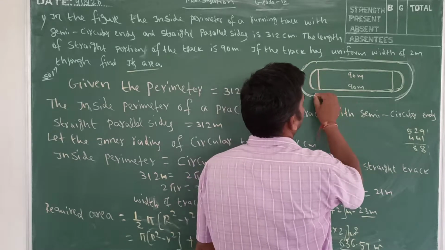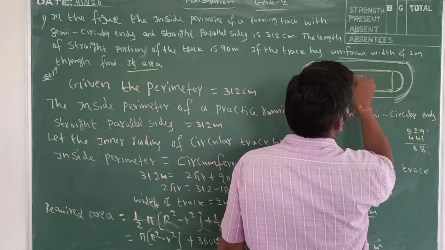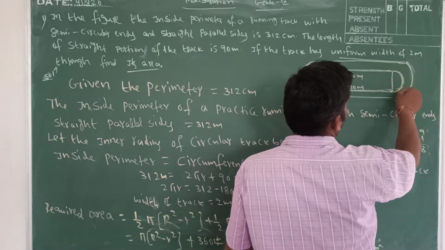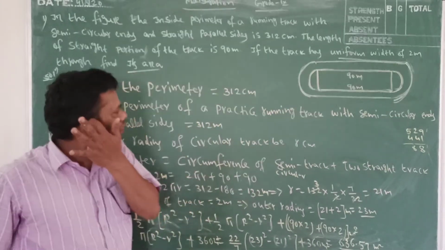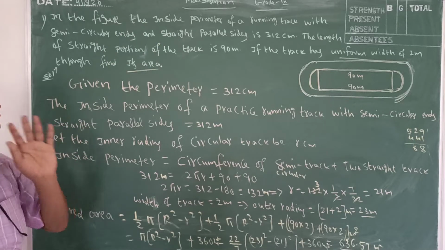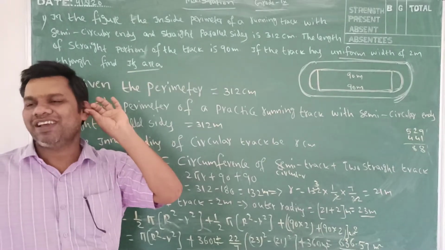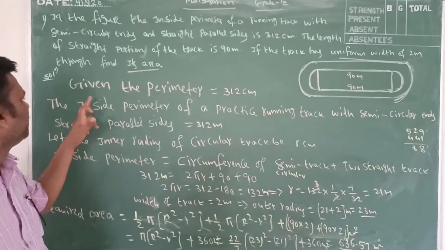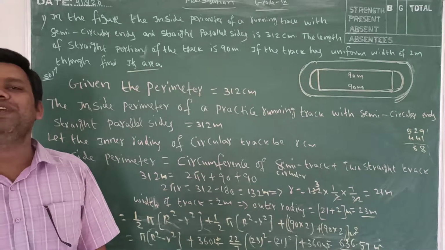Semicircular ends are there in the figure, and for the straight portion they give 90 meters. They give the perimeter, and they are asking the track area, the running track area. The given perimeter is 312 meters.